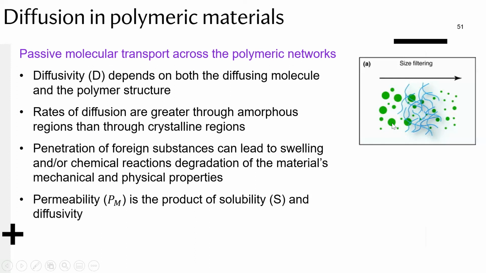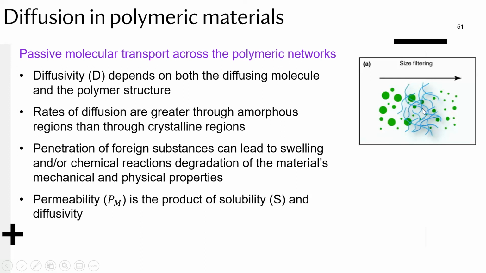If you have larger molecules, it's probably going to be harder for them to diffuse because they have lower mobility. If you have smaller molecules, it would be much easier for them to diffuse through the same pore sizes and the same networks because they're a lot more mobile. And so the size of these molecules matters quite a lot.